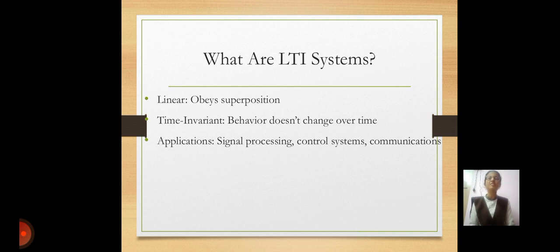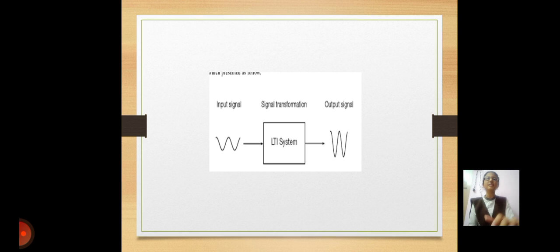Due to this, the systems are very predictable and mathematically elegant, which makes them ideal for engineering applications like signal processing, audio processing, control systems, robotics, and communications. So this is the block diagram of an LTI system. An input signal is passed to the system and it generates the output. First, let us know the properties of LTI systems.